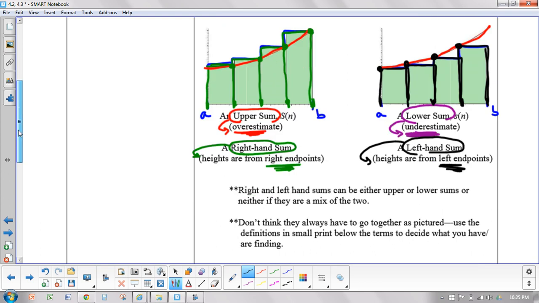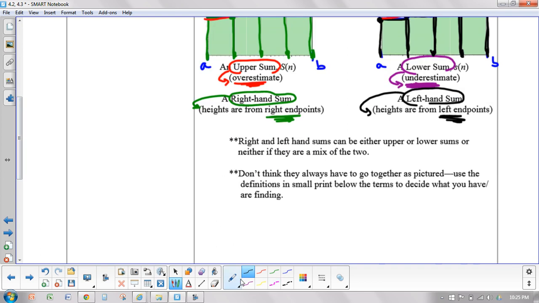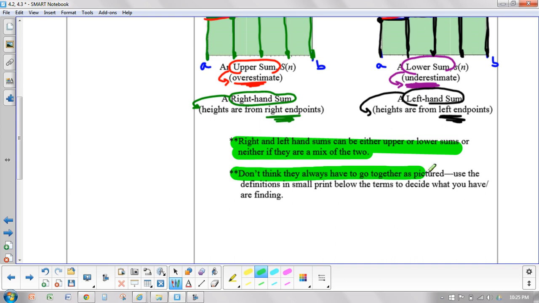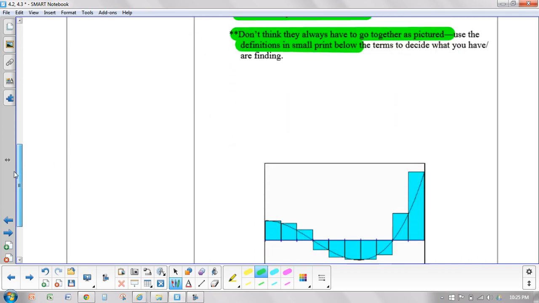Okay? And then this just kind of sums up what we've been talking about. Right and left-hand sums can be either upper or lower, or they could be neither. It could be mixed up. And you'll see an example of that down below. Don't think that they always have to go together as pictured. So just make sure that you know the four terms, the definitions that are in the small print below. That's what defines an upper sum or a right-hand sum, etc., etc.